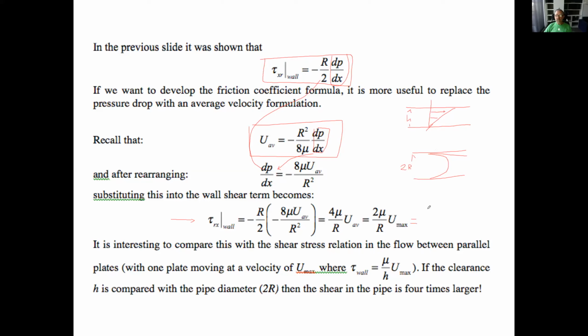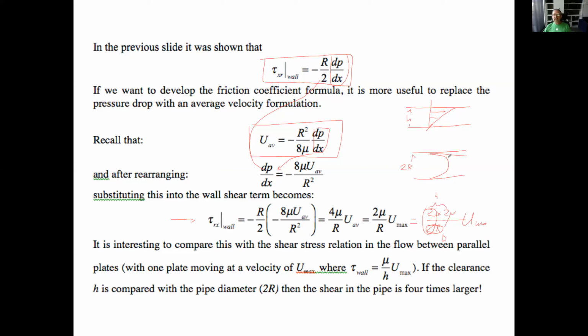I'm going to have 2 times 2 mu and 2r, which is actually d. I just multiplied everything twice. And u max. So if I replace that with d, I'll just say diameter, then this becomes 4.